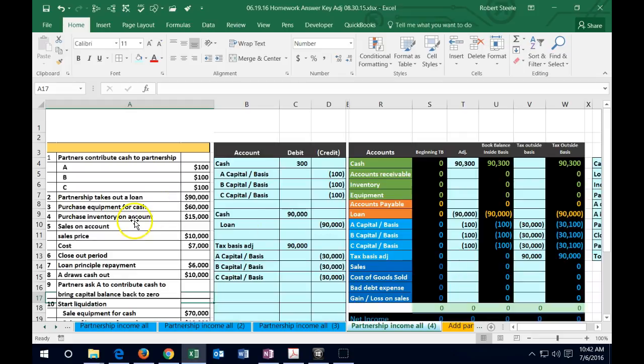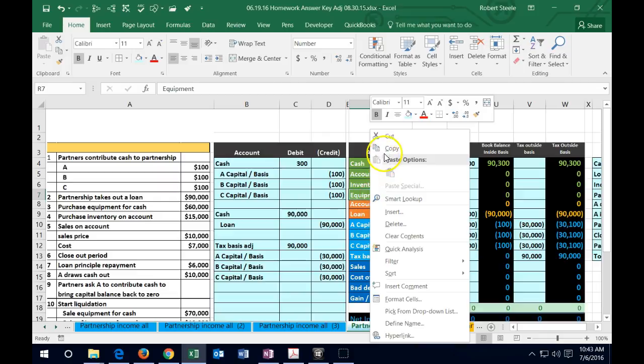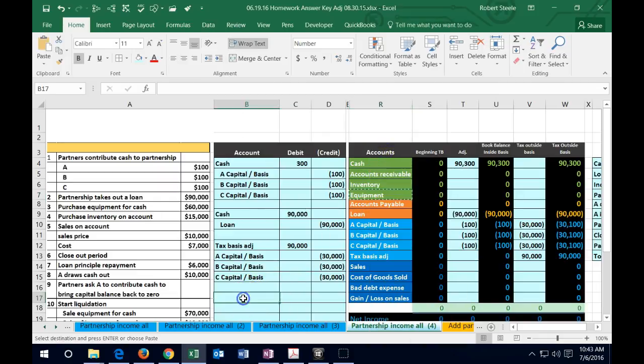Okay, so then we got the purchased equipment for cash. So next thing that happens, we got that cash. We're going to purchase some equipment for cash, 60,000. So we're going to say equipment goes on the books. Equipment's an asset. So I'm going to say assets are going to go up.